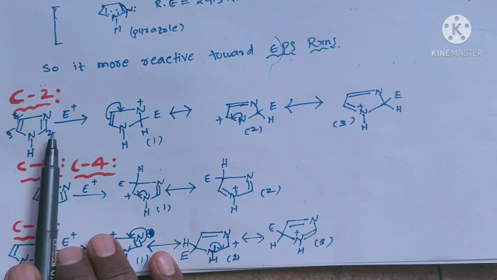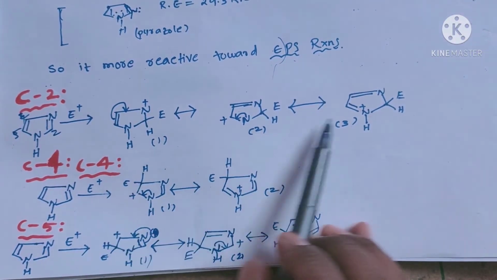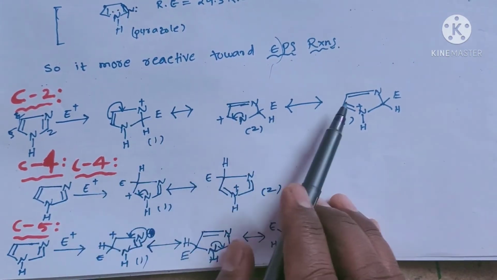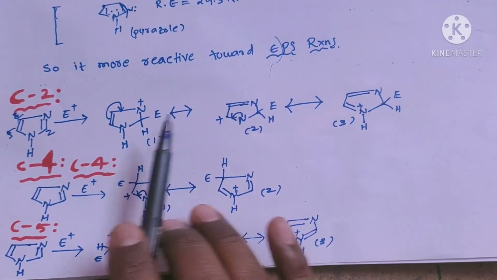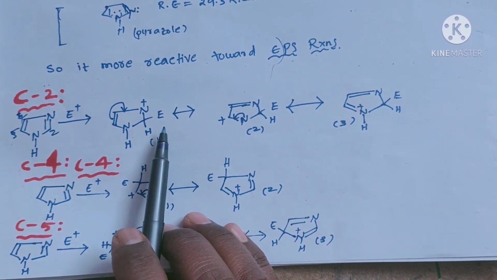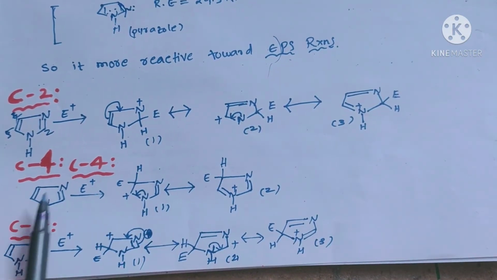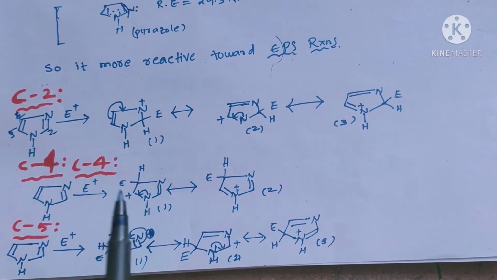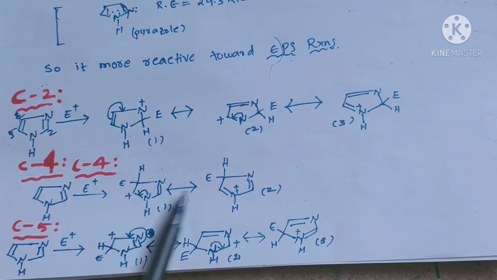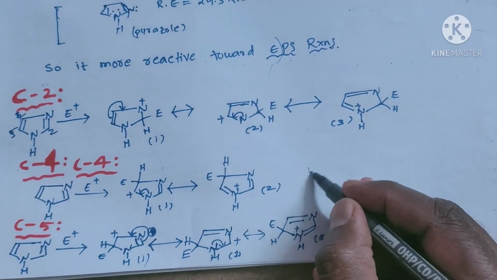Here, when the electrophile attacks on the second position, we have three resonance structures, but in all these three structures, we can observe the presence of the positive charge on the two nitrogen atoms. So here two nitrogen atoms get the positive charge, and this looks somewhat absurd because nitrogen is a more electronegative atom. And when the electrophile attacks on the fourth position, two resonance structures are possible, but here the positive charge appears on only one nitrogen atom. So that's why it is more feasible.